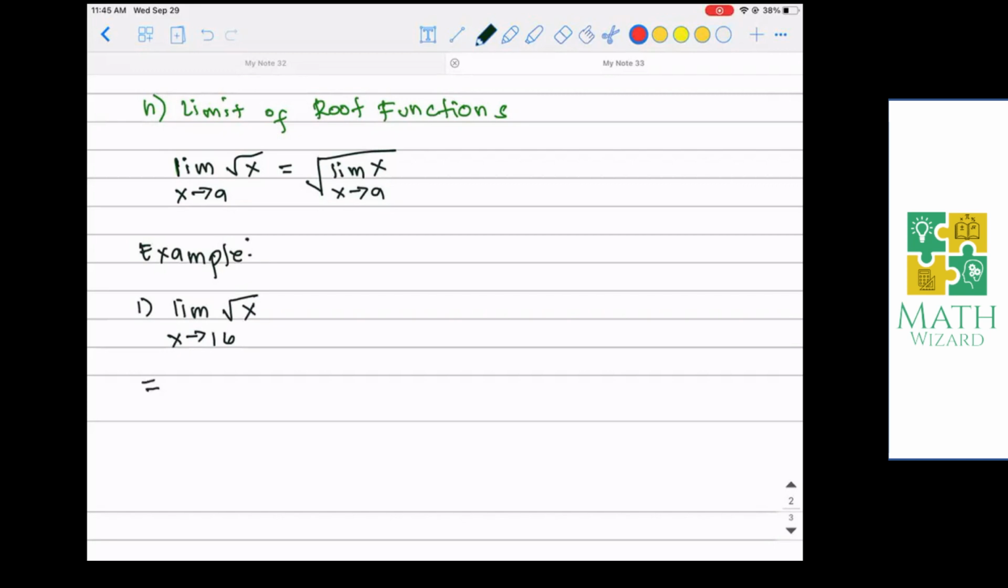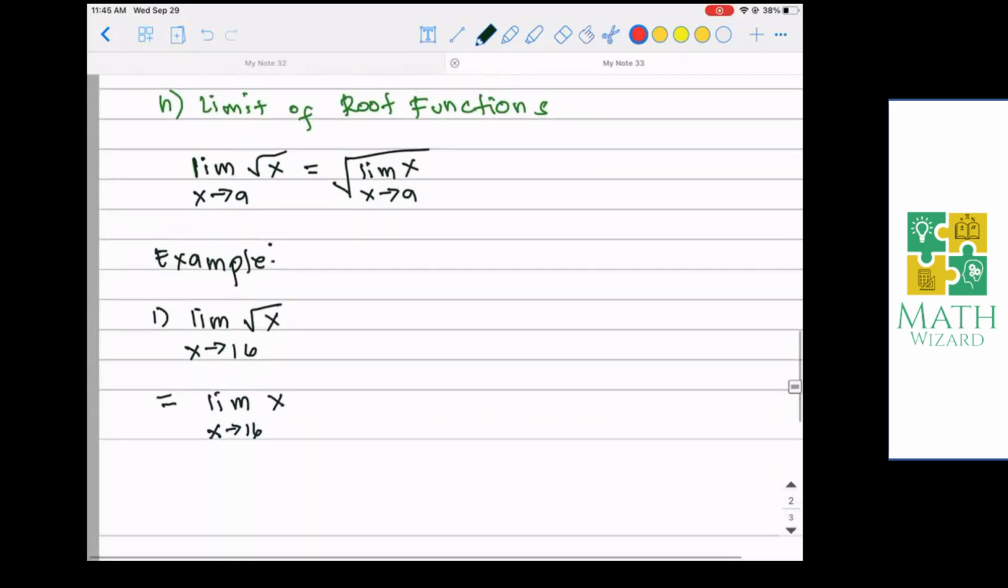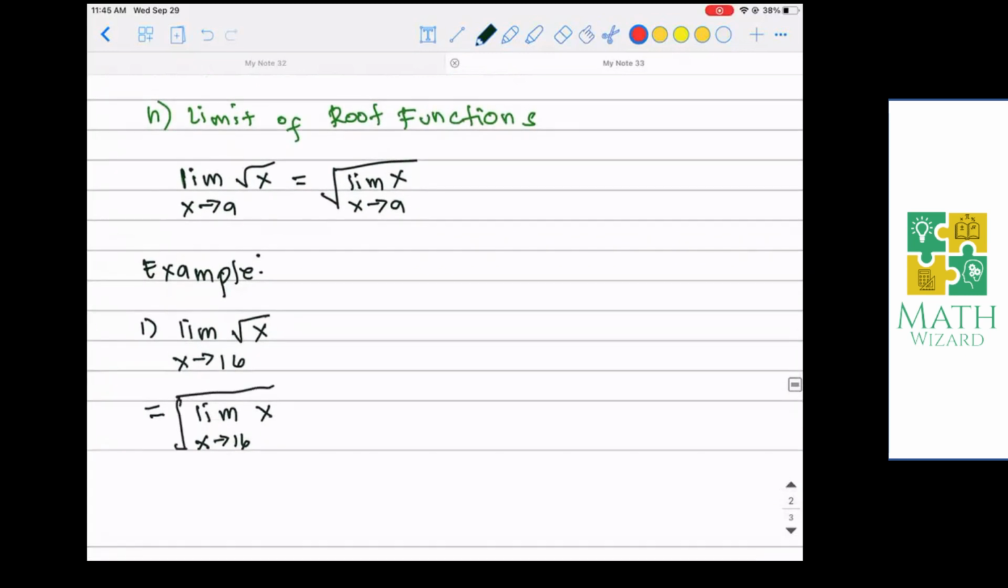Kunin muna natin yung limit ng nasa loob ng radical sign. So it becomes the limit of x as x approaches 16. Pag nakuha na natin yan, kukunin na natin ang kanyang square root. Ang sagot ay 16. Getting the square root of 16, that is 4. So ang ating final answer is 4.